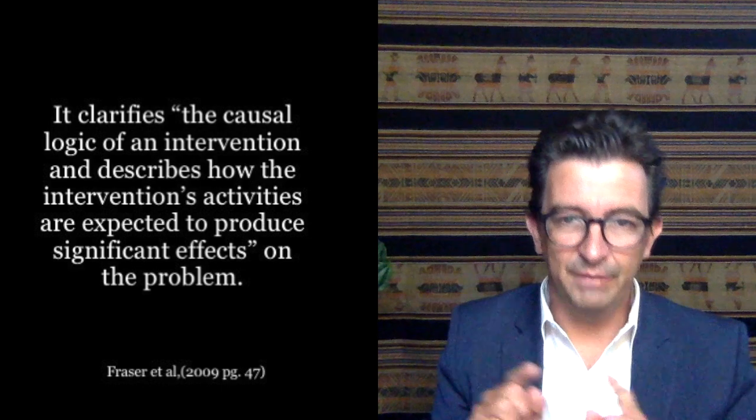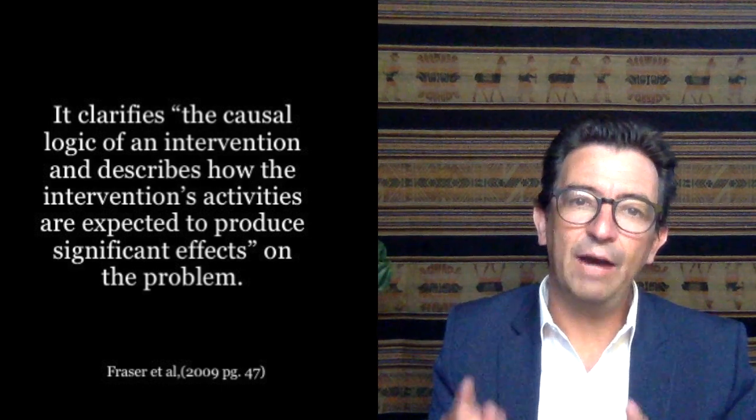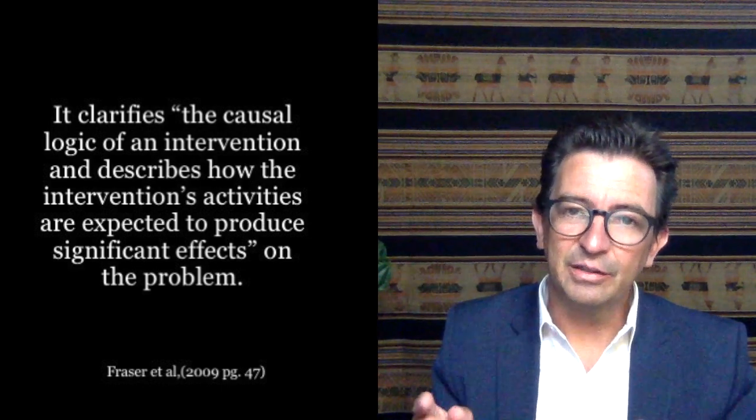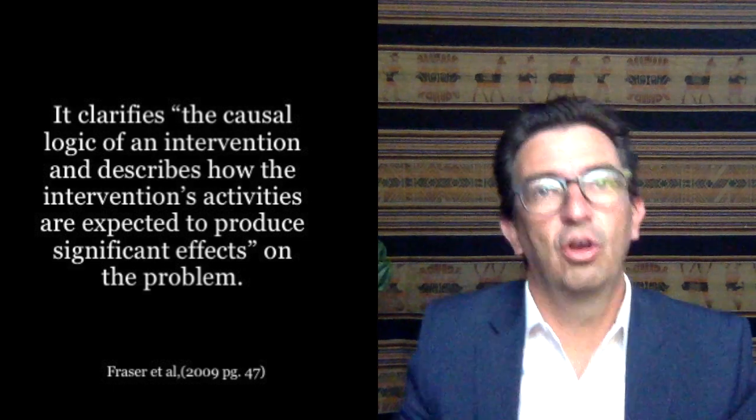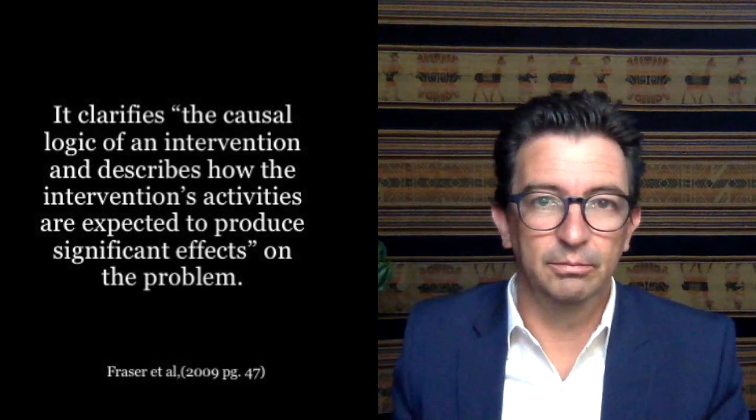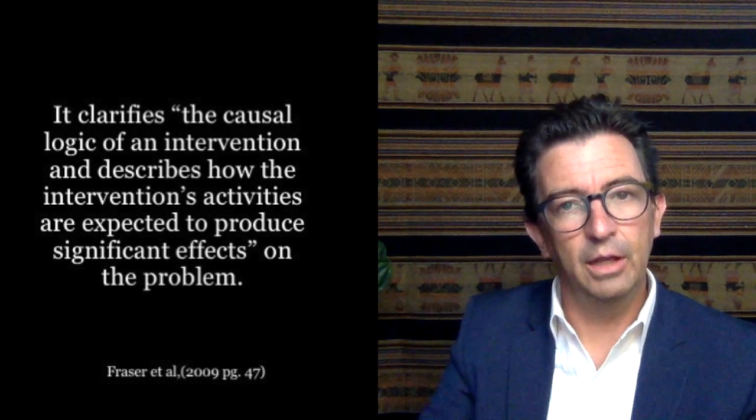The problem model is also important because it will clarify the causal logic of an intervention and will describe how the intervention activities are expected to produce significant effects to ameliorate a problem. Right? So the problem model not only depicts our understanding of the problem, but also shows a causal chain that describes how the interventions are going to address this problem.